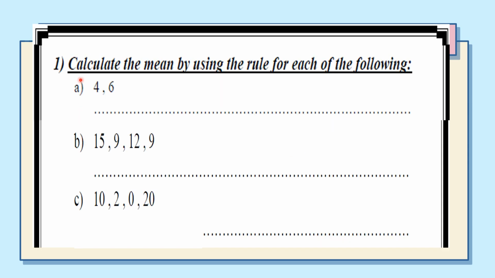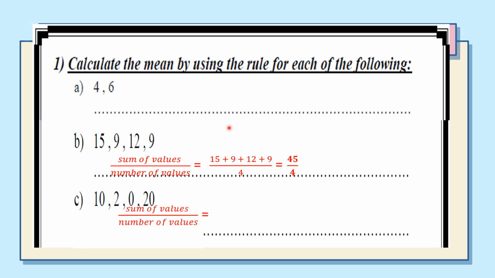Number 1. Calculate the mean by using the rule for each of the following. In letter A, we have 4 and 6. To find the mean, we have a rule. The rule is the sum of the values over the number of values. We have here 4 and 6. So the sum of values is 4 plus 6 over the number of values. How many values do we have? We have 2 values. So it will be 4 plus 6 over 2, which equals 10 over 2 equals 5.